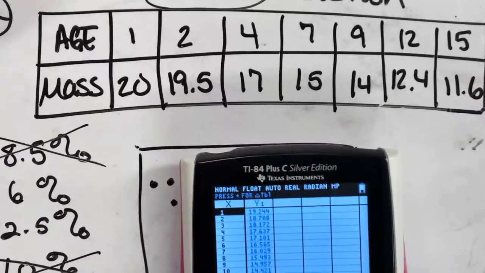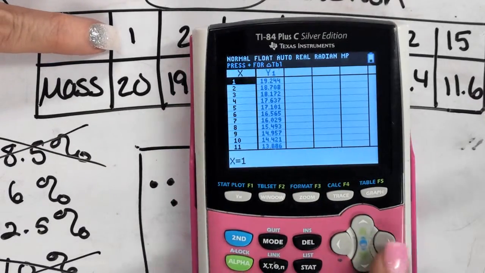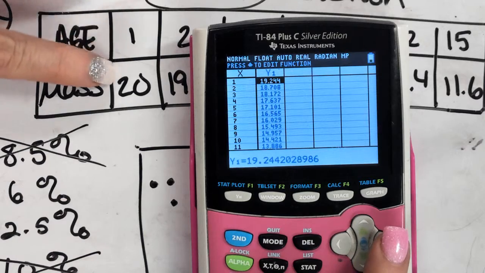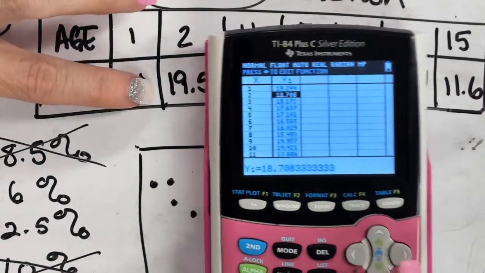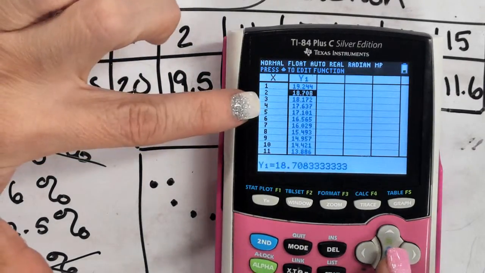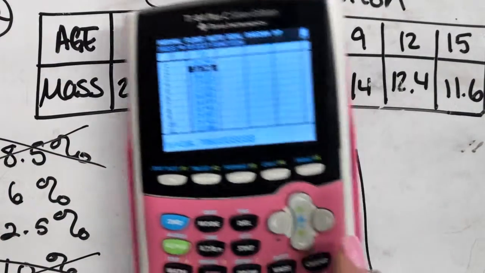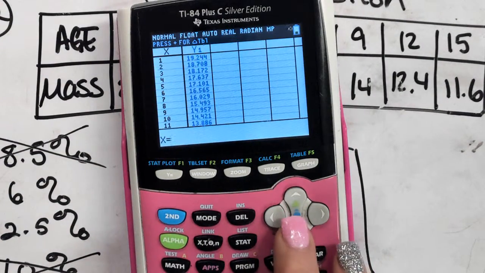Now, here's the interesting thing. If I look at my table, 1 is 19.24. It's a little bit off, isn't it? 2 is 19.5, and I've got 18. Don't panic over that. When you do regressions, they don't always match.